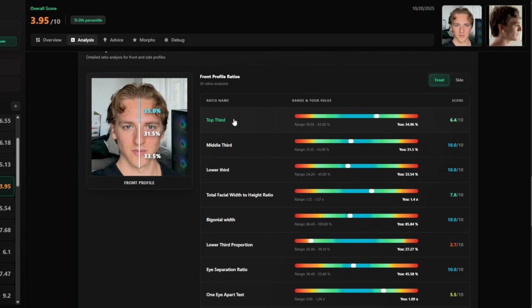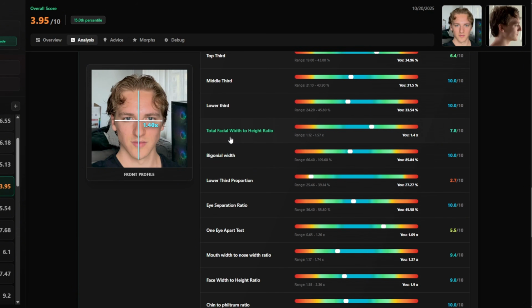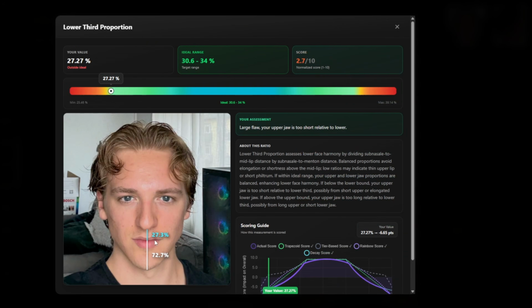You can see that his top third is his longest third, which is a flaw for sure. And then his total facial width to height ratio is a bit on the higher side, nothing extreme, a bit of a longer face shape, which probably has to do with lens distortion. I guarantee you if he had taken a better photo, this would probably be in the ideal range. Lower third proportion, this one is a flaw.